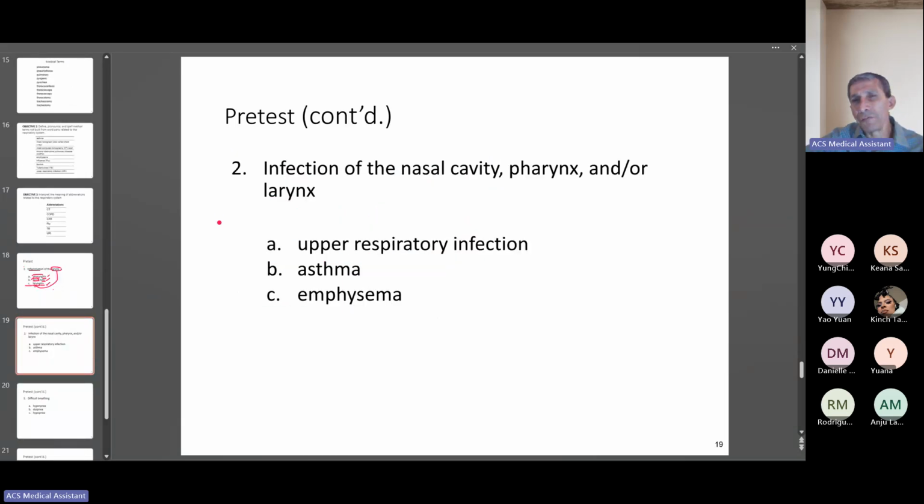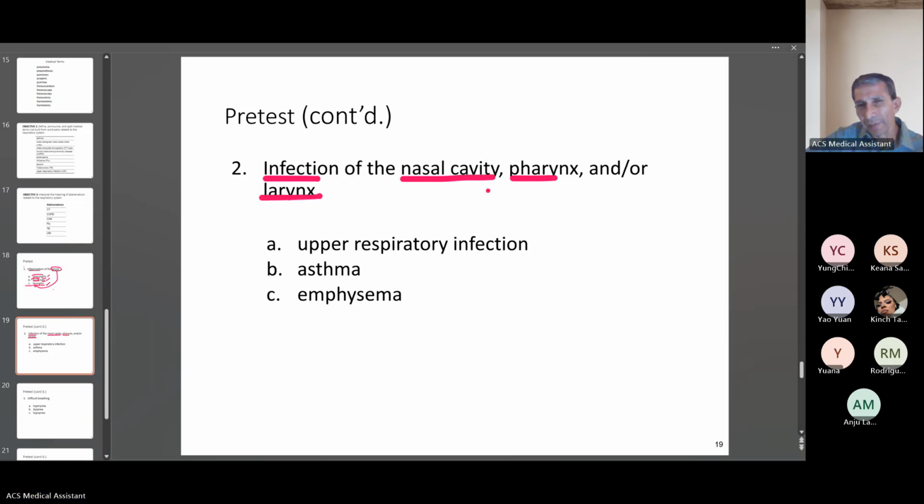Second, infection of the nasal cavity, pharynx, or larynx. Remember, infection of the nasal cavity, pharynx, or larynx. Then let's see which one is the right answer, A, B, or C.